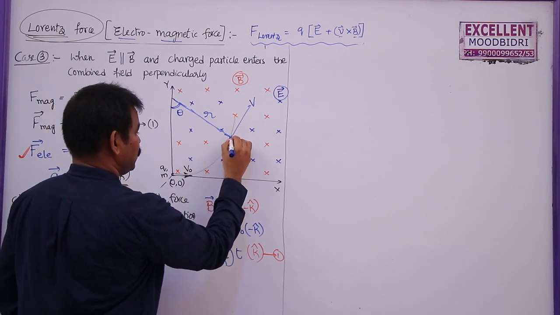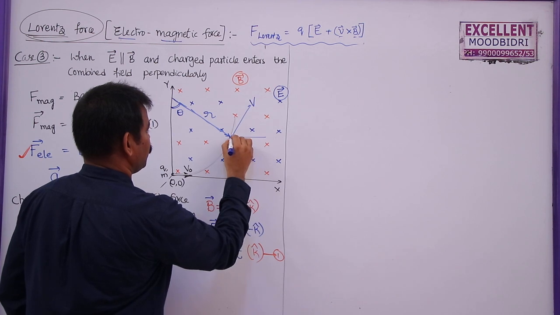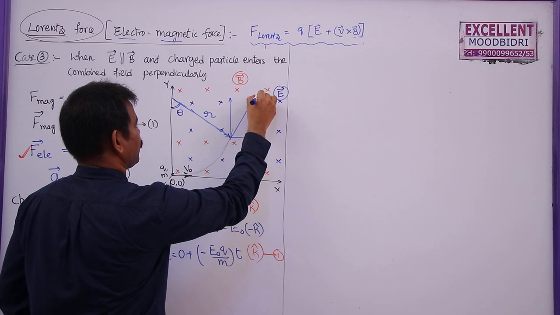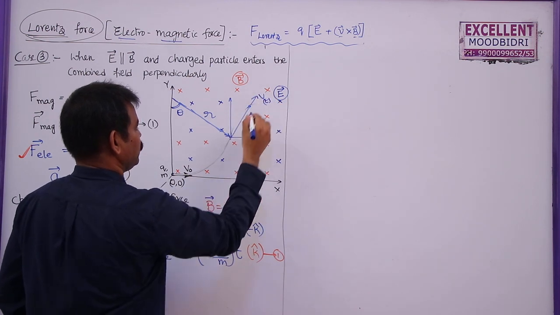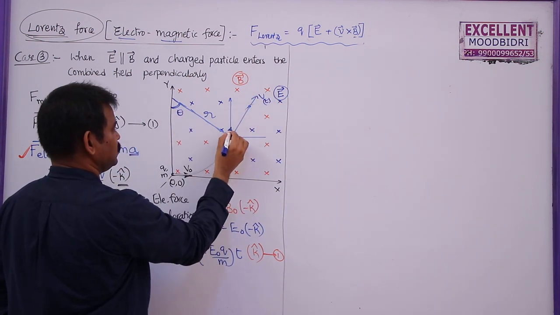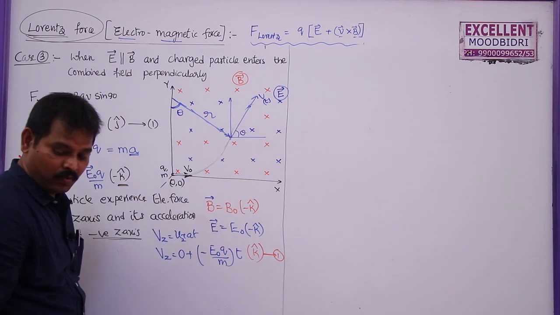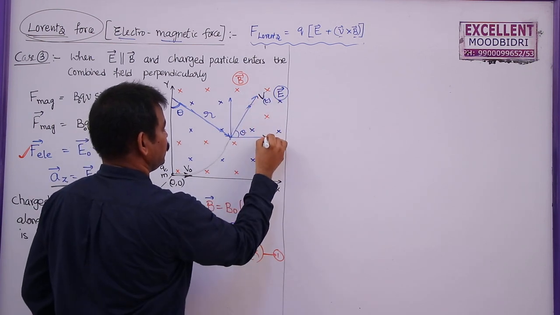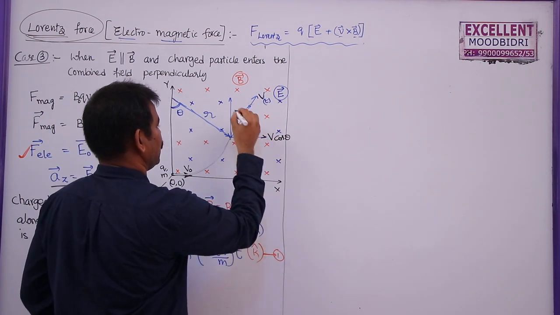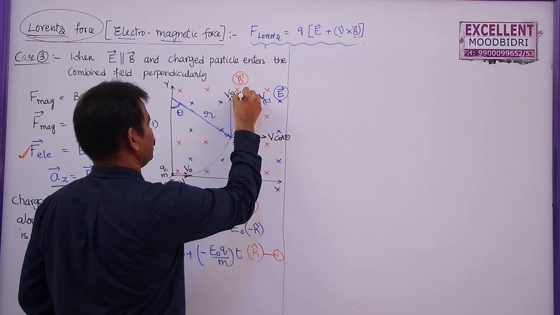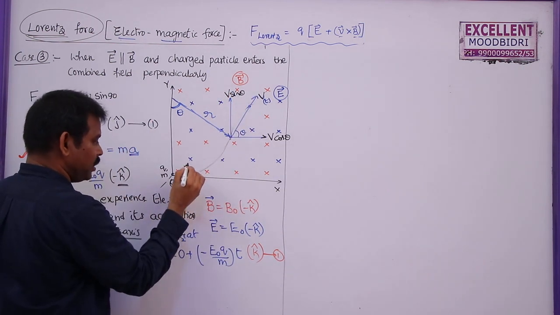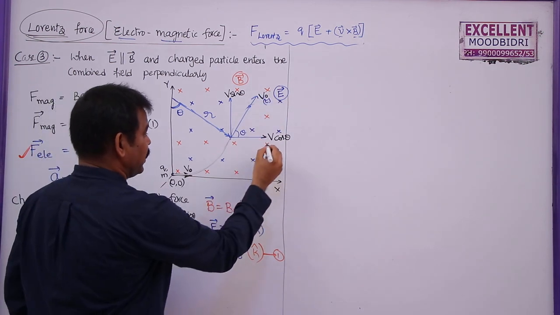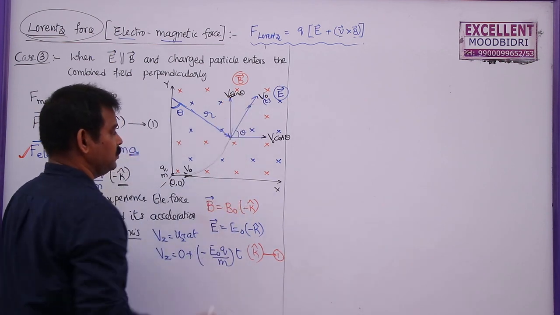Now you can resolve this into two components. This is the velocity at a given time t, and if this angle is theta, then 90 minus theta, this will become theta. So what are the velocities in these directions? This velocity is v, this component will be v cos theta, and this one is v sin theta. The initial velocity is given as v naught. Here also the velocity remains v naught in magnitude, only the direction changes.